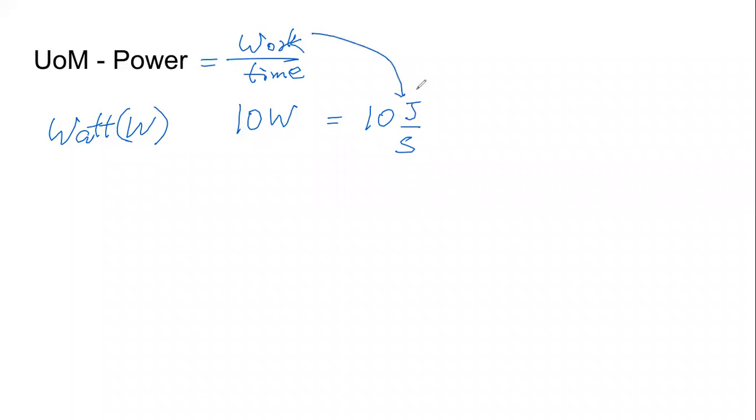So, for example, whenever you see something like this, 10 W, it means 10 watt power. And this power, 10 watt, is what? It is 10 joules per second, because it is work done by time taken. This work is measured in joules. This time is measured in seconds.